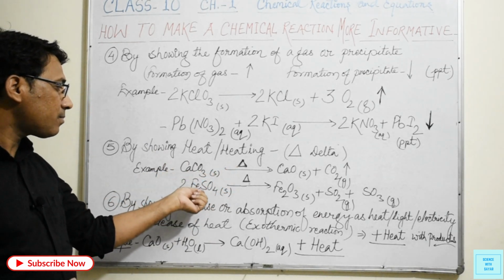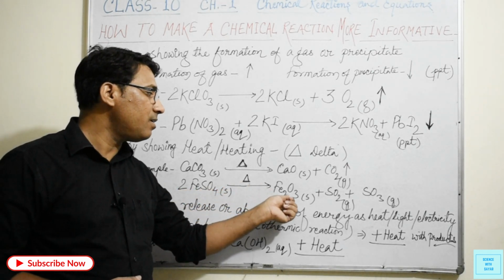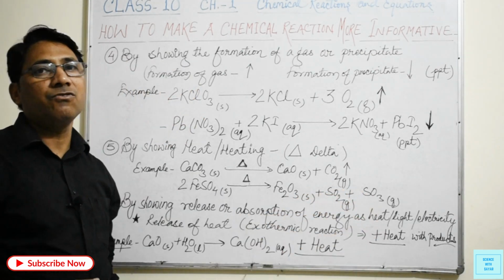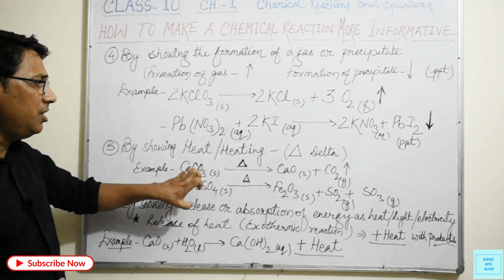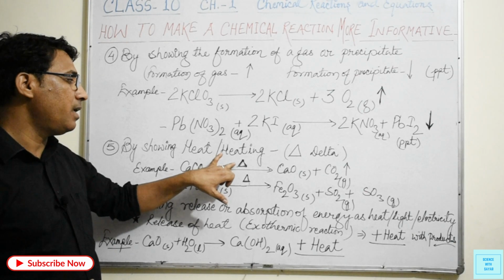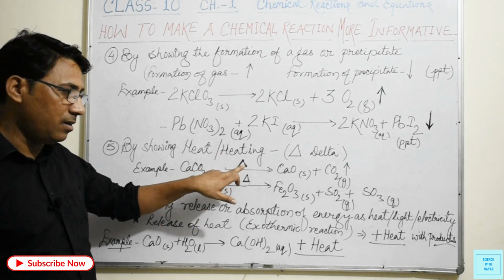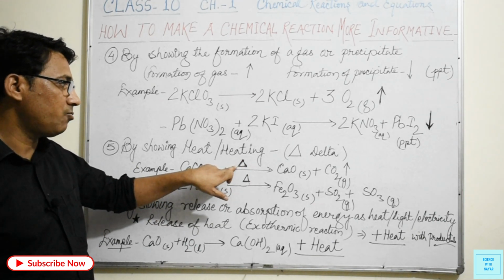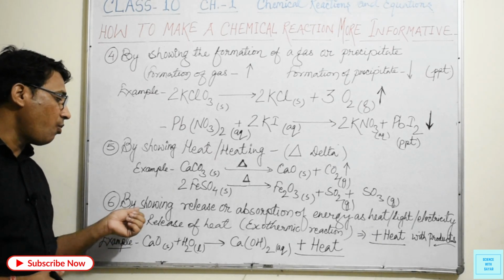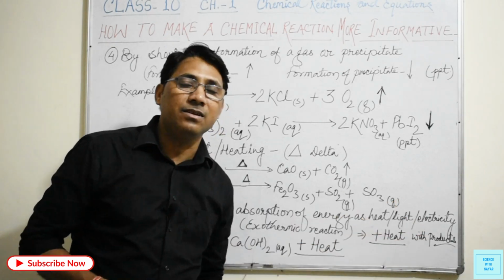Another example, ferrous sulfate is heated and ferric oxide and sulfur dioxide and sulfur trioxide gases are formed. So if we provide heat or we heat the reactants, in that case we show it by this sign, or we can write HEAT here also, but in a shorter form we can show it by this delta sign. Next, by showing release or absorption of energy as heat, light or electricity.